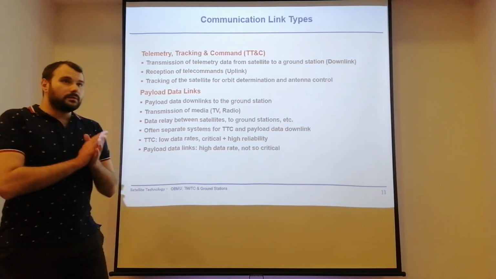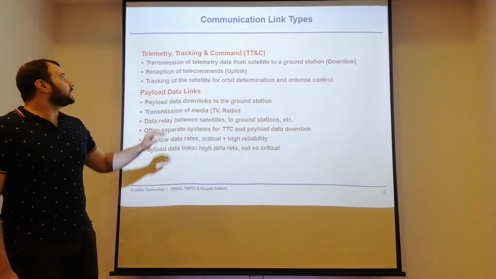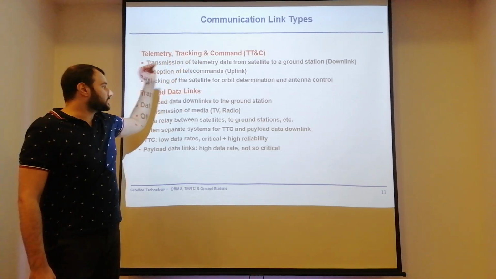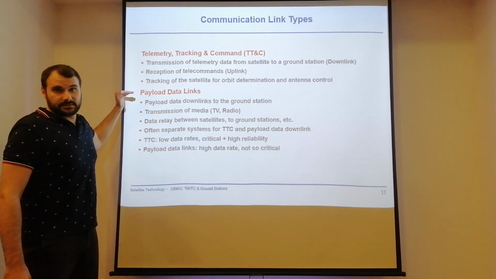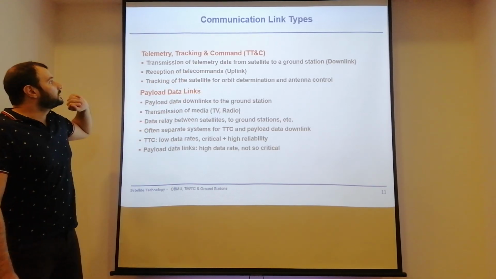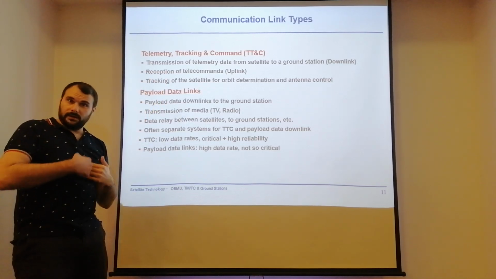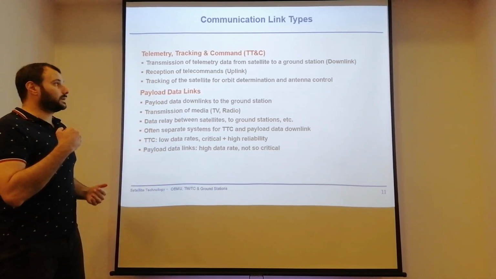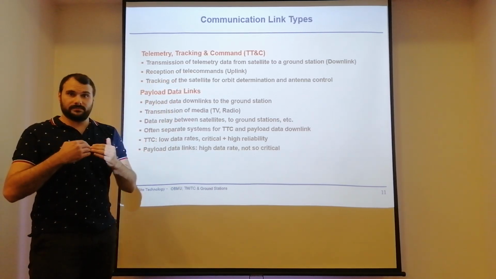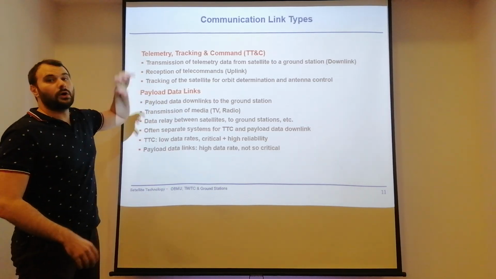In general, we could split all communication links into two categories. So there is the telemetry, tracking, and telecommand as the first category, and the second category are the payload data links. As for the TMTC, the transmission of telemetry from the satellite to the ground station is presented here. Yeah, that is a downlink. But it also comprises the reception of telecommands, that is the uplink. So this is from the view of the satellite.